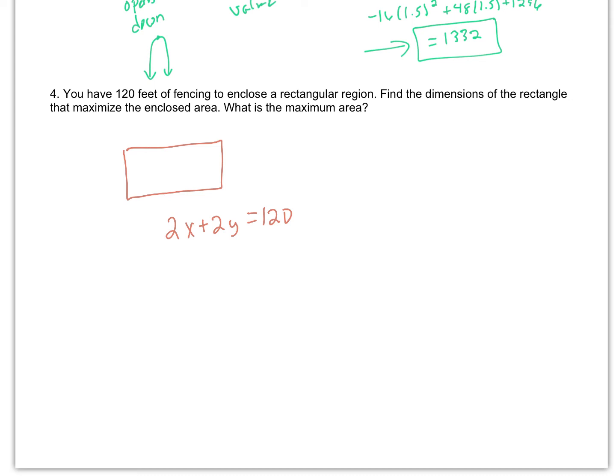So first order of business is to solve for y. So if we subtract the 2x from both sides, we get that 2y is equal to 120 minus 2x, and then we're going to divide by 2, and so we get 60 minus x. So that's what y is equal to.